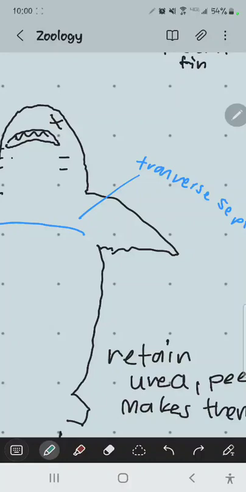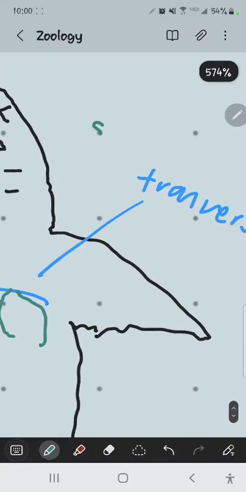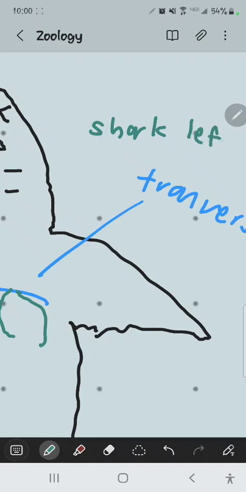Coming through the transverse septum, the esophagus turns into the stomach. The stomach here is on your left side, so it's sharp left. Basically, your stomach is kind of off to the left side of your abdominal cavity. The stomach basically transitions into the intestine at what's called the pyloric valve.